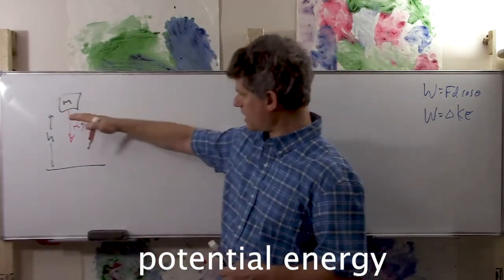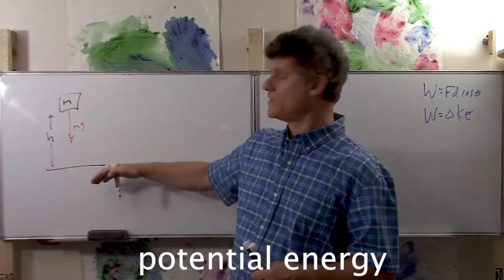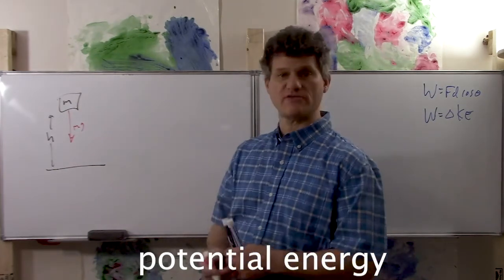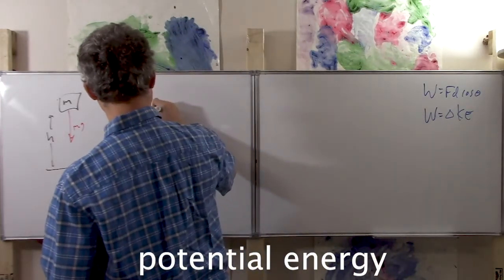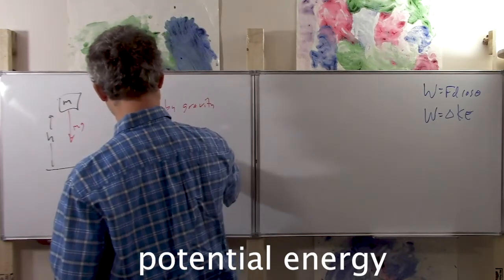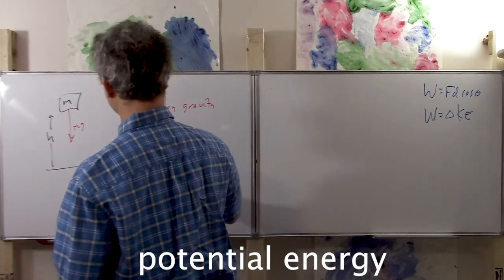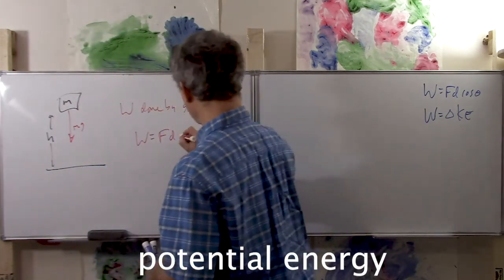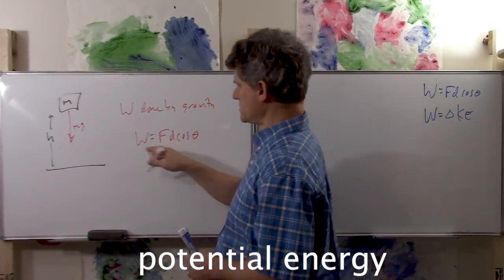And when we describe the object's motion from the top to the bottom, we can refer to the work done by the force of gravity. So the work done by gravity is work equals force times the displacement. Let's put in the angle here so we can be clear about that. So the force is what? mg.